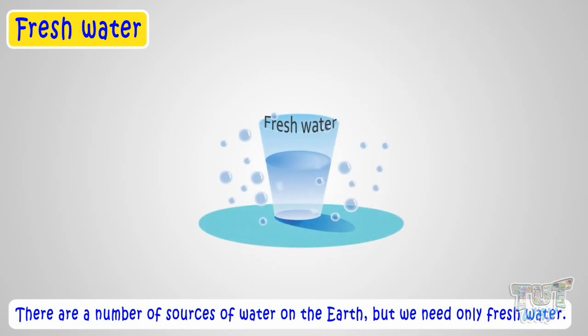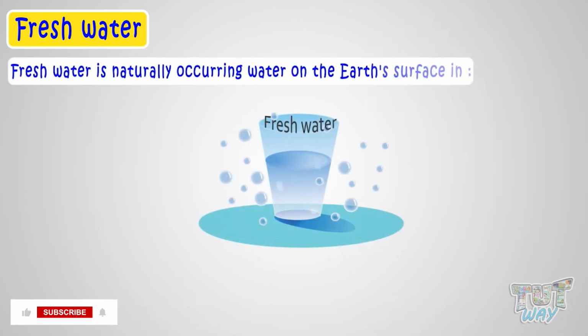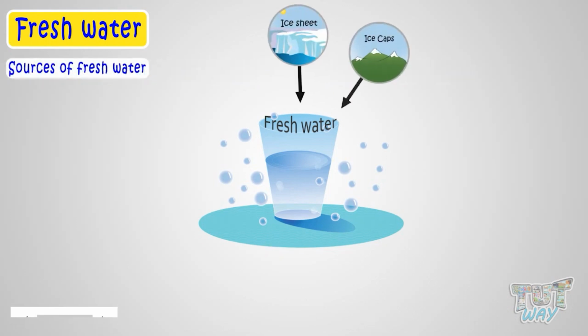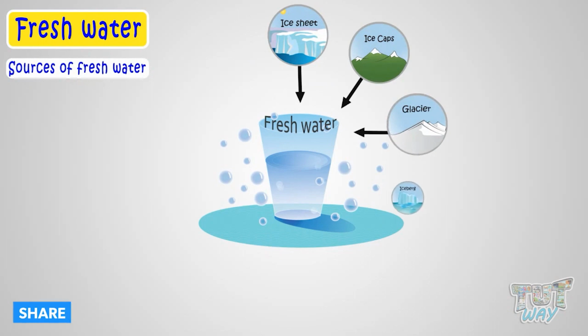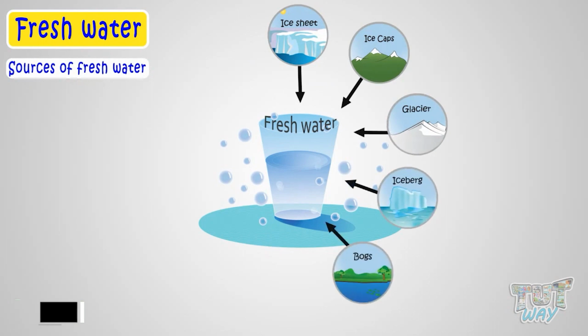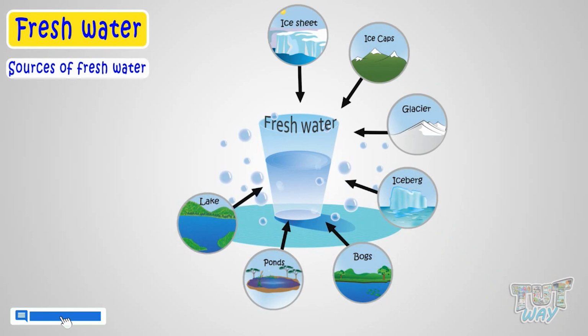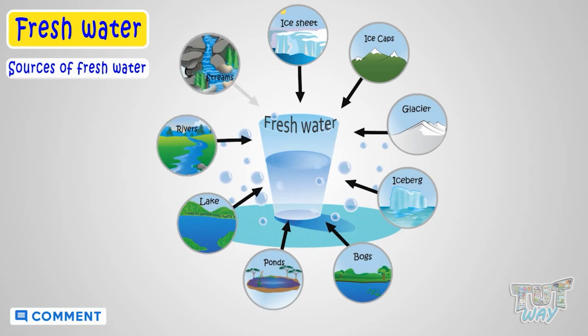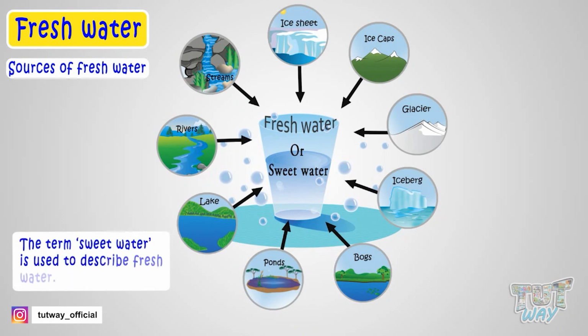And fresh water is naturally occurring water on Earth's surface in ice sheets, ice caps, glaciers, icebergs, bogs, ponds, lakes, rivers, and streams, and even underground as groundwater. The term sweet water is used to describe fresh water, in contrast to salt water, which is present in seas and oceans.